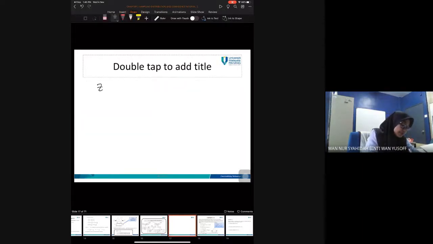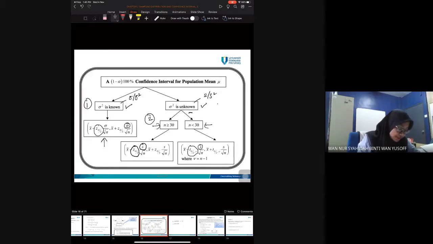So z distribution and t distribution. Okay, how to find this value? By using the statistical table. We call them a critical value. Okay, for the z distribution, in our formula, it is alpha divided by 2.